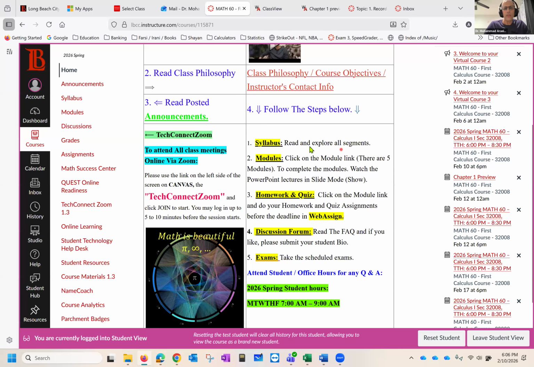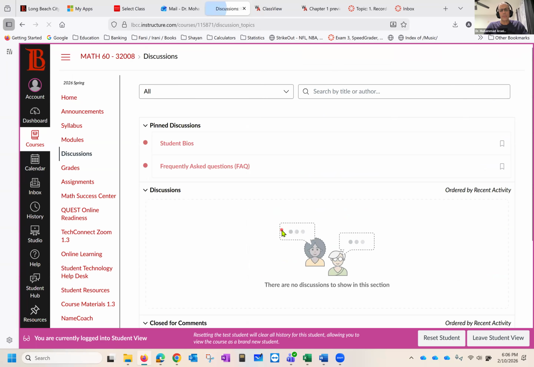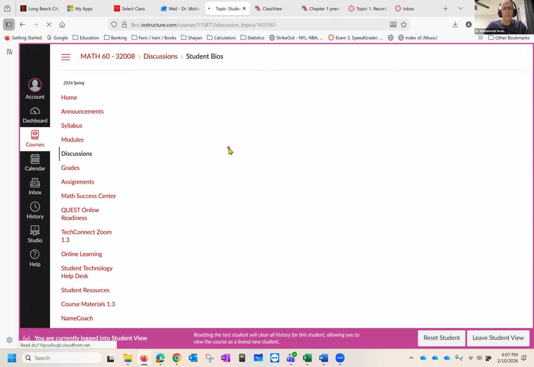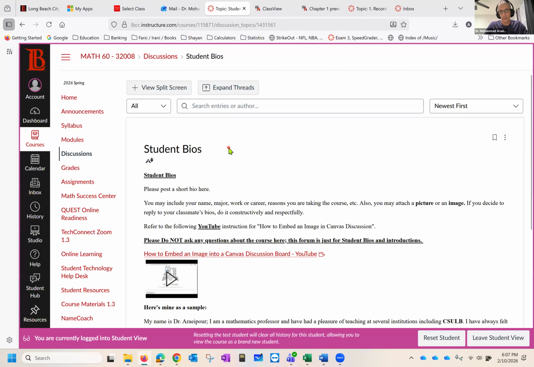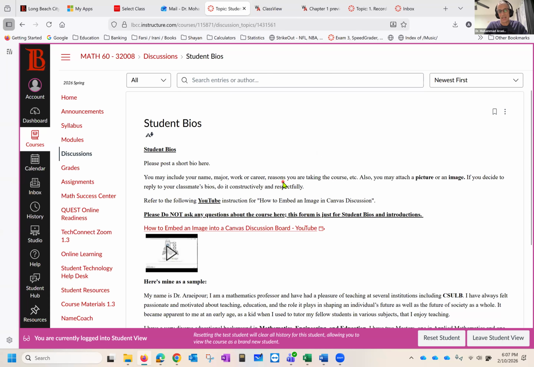Now, under number 4, we have the syllabus and modules, where we basically find everything. Homework and quizzes are done in WebAssign. Before I look at anything else, let me look at the discussion forum here. It's not graded, everybody. We have the student bios. That is your choice. I put mine as an example. If you would like to write yours for your fellow students to know, by all means. When you read somebody's bio, if you want to reply, we do it with just utmost respect.